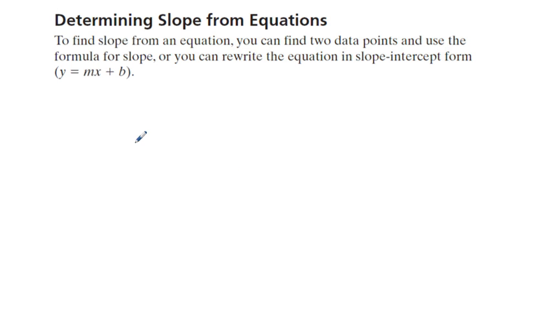Next, determining the slope from equations. To find the slope from an equation, you can find 2 data points and use the formula for slope, or you can rewrite the equation in slope-intercept form. And that's the one I really like to use most when I can. You have y equals mx plus b. And so this m, this coefficient of x, is the slope. And plus b, well, this b is the y-intercept. And we're going to examine the y-intercept more deeply in future lessons upcoming.